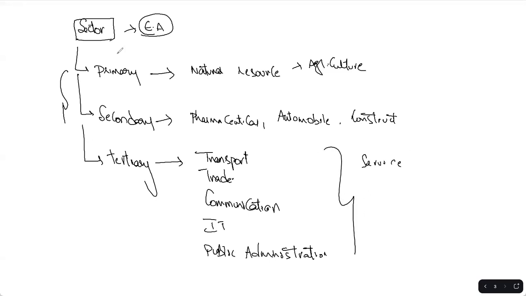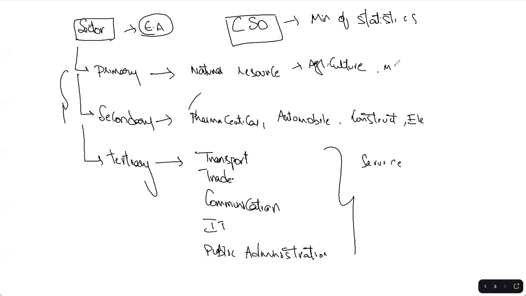So who is calculating, who is deciding this economic activity? The calculation of economic activity is done by the Central Statistical Office. It is under the Ministry of Statistics. There are various ways where one activity can fall, like say electricity, mining. Mining will come here. So sometimes it will keep changing depending upon the organization we look into.